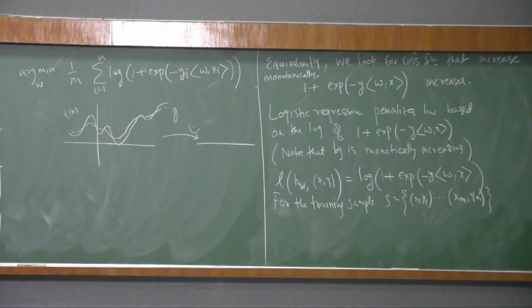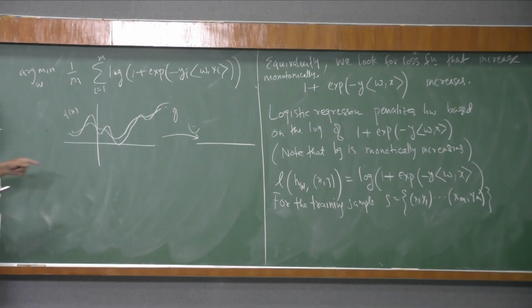Okay, you can prove these facts. If you apply a monotonic function on a given function f, then your minima or maxima won't change. That's how we get an equivalent optimization problem.